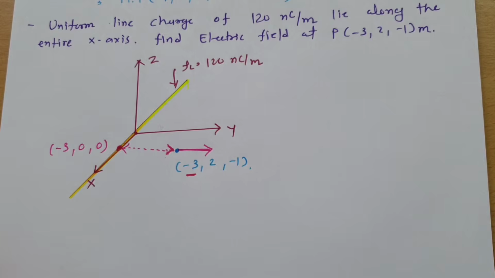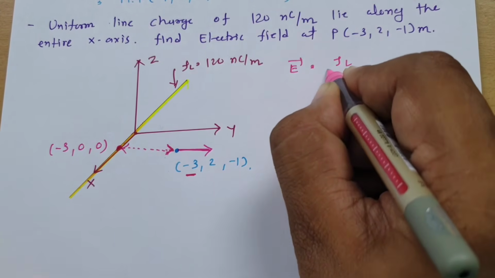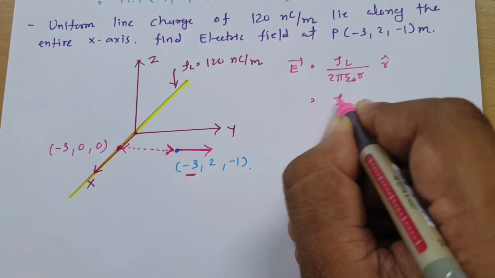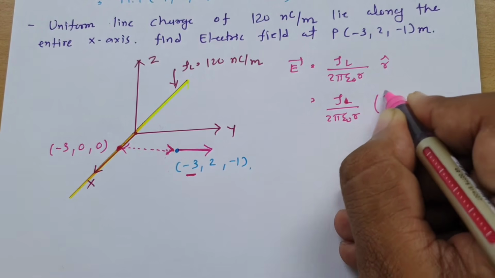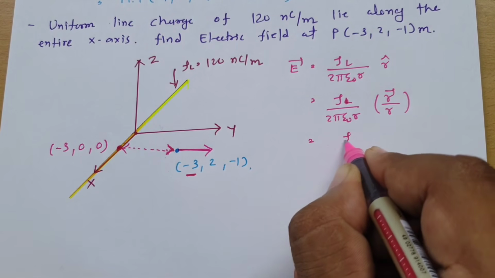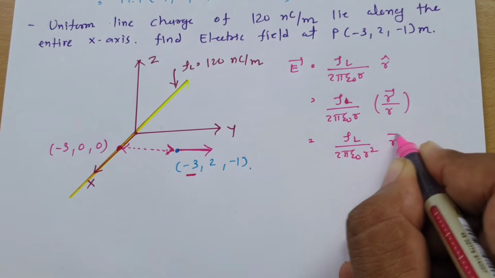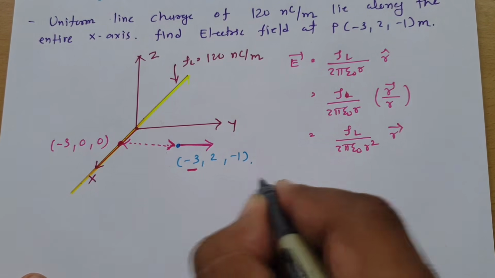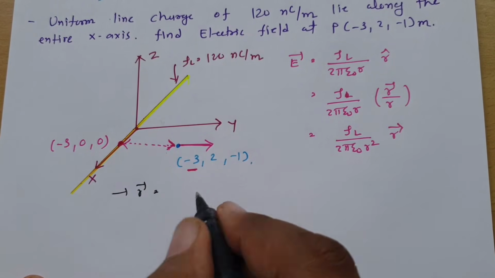So for this electric field, first of all I need to write the formula over here. Electric field is rho L divided by 2 pi epsilon 0 r into unit vector r. Unit vector r is vector r divided by the magnitude of r. So this changes the formula to rho L divided by 2 pi epsilon 0 r square into vector r. And here this vector r, see, is in this direction, meaning this point minus this point.